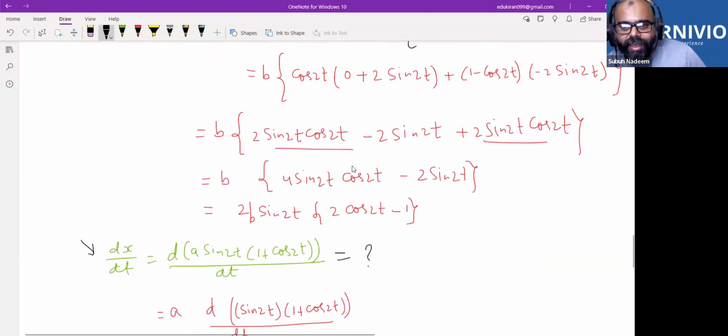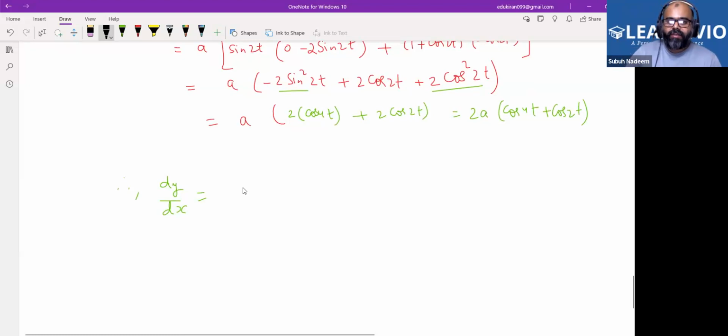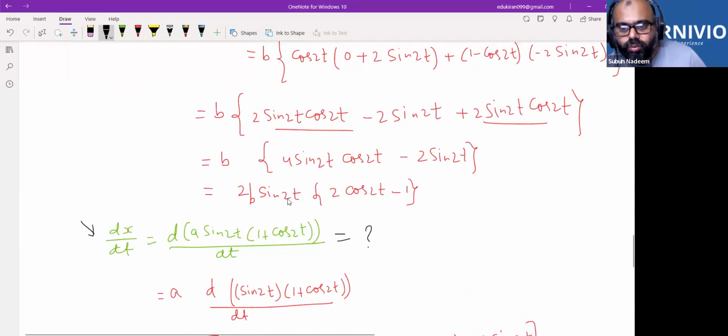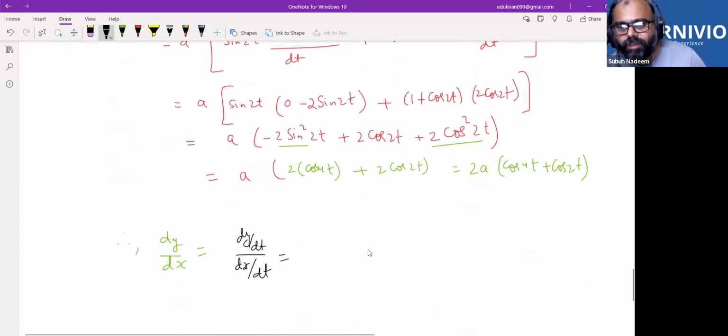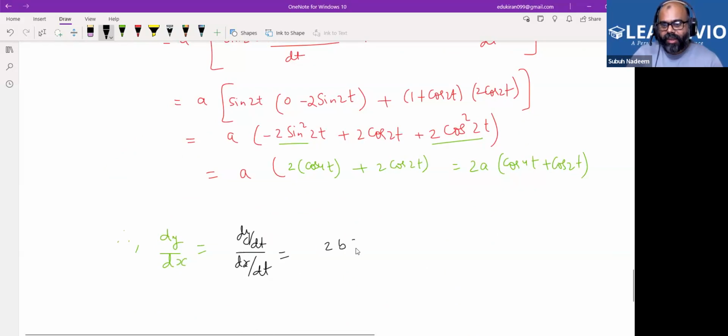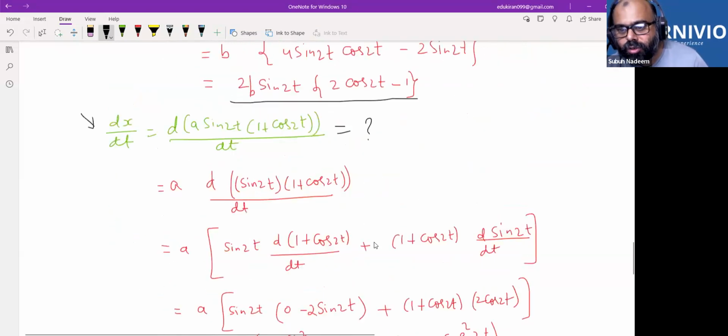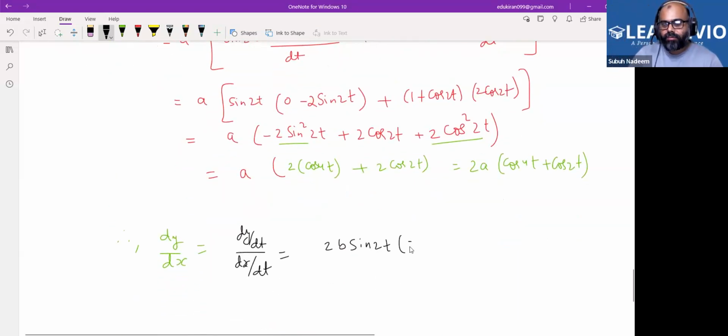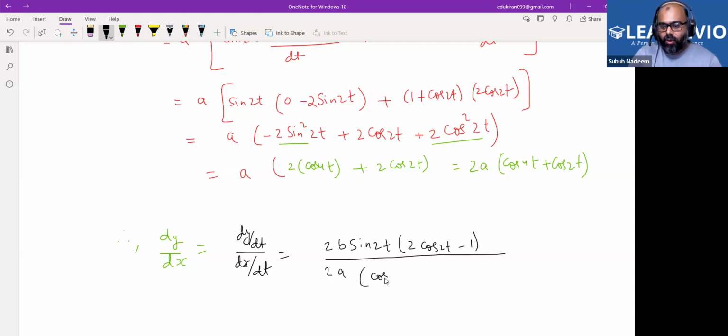So therefore, dy by dx will be equal to dy by dt by dx by dt. And we have found dy by dt. Dy by dt was this, 2b sine 2t, 2 cos 2t minus 1. 2b sine 2t, and then we have 2 cos 2t minus 1. And in the denominator, we have 2a, cos 4t plus cos 2t, right?